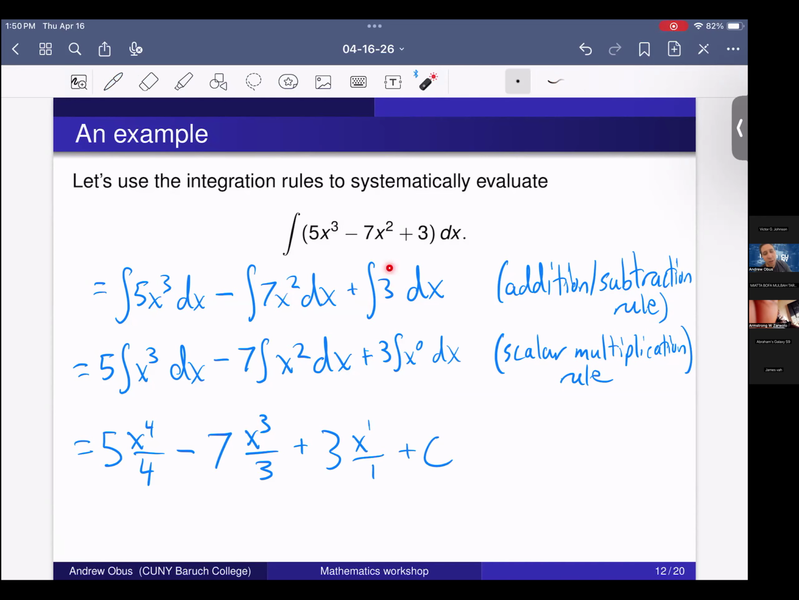I wouldn't usually write this. Usually we just know that the integral of 3 is 3x. That's a function whose derivative is 3. But since this is the first example we're doing, we'll keep it very, very explicit. Okay, great. And now if I want to, I can just simplify this a little bit. So this is just going to be 5/4 x to the 4 minus 7/3 x cubed plus 3x plus c.